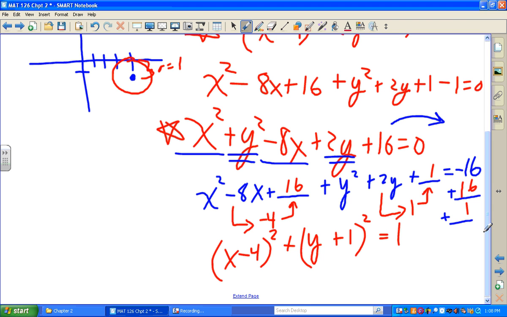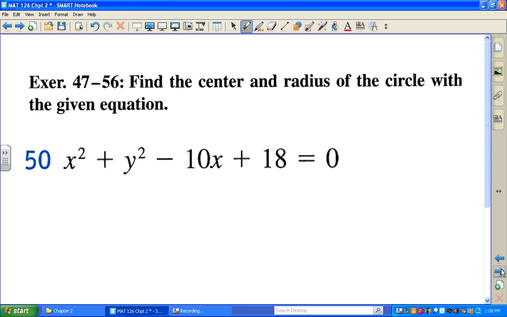That's a great question. Everybody in the room is going to have to demonstrate that skill on a quiz or on a test. I think we're ready to move on. Find the center.